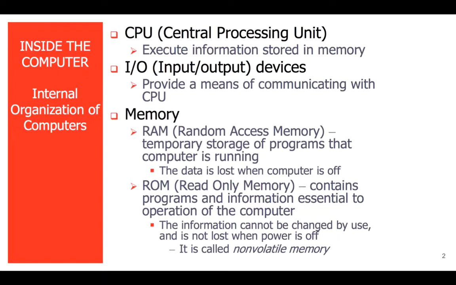CPU, Central Processing Unit, executes information stored in memory. I/O, input-output devices, provide a means of communicating with the CPU. Memory. RAM, random access memory, is temporary storage of programs that the computer is running. The data is lost when the computer is off. ROM, read-only memory, contains programs and information essential to the operation of the computer. The information cannot be changed by the user, and is not lost when power is off. It is called non-volatile memory.